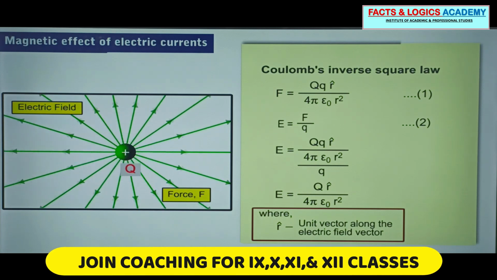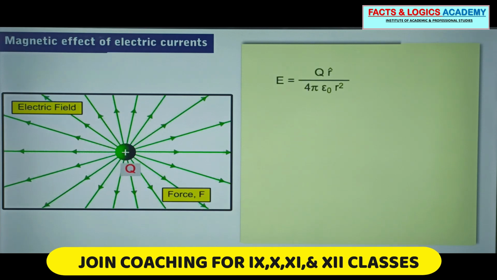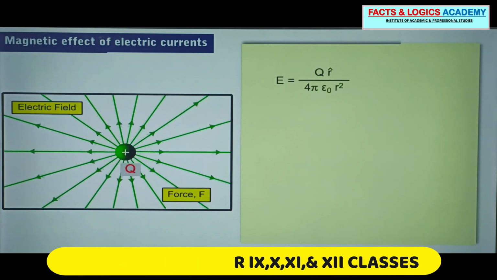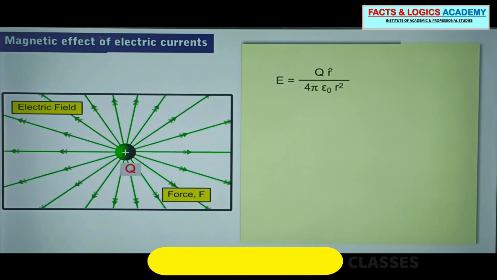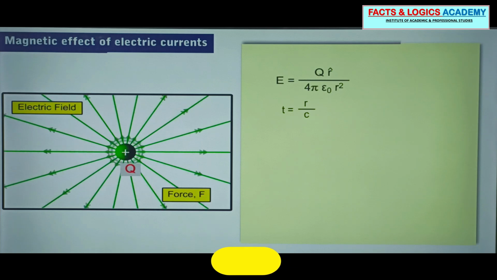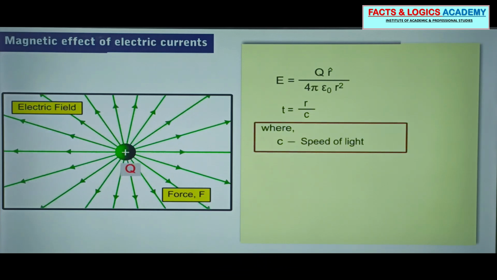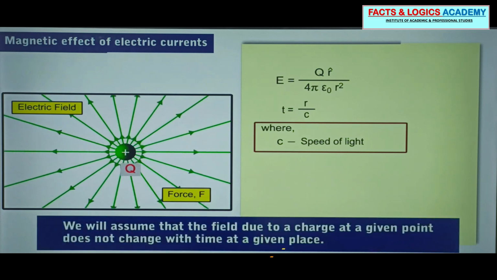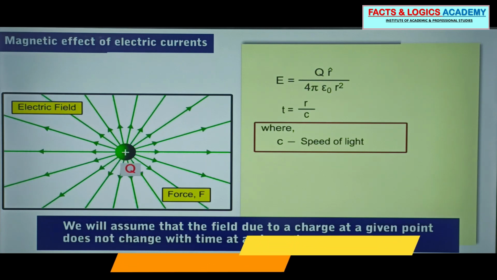The field can convey energy and momentum and takes a finite amount of time to propagate. Thus, if the charge is displaced from its position, then the field at a distance r will change after a time t = r divided by c, where c is the speed of light. Note, we will assume that the field due to a charge at a given point does not change with time at a given place.